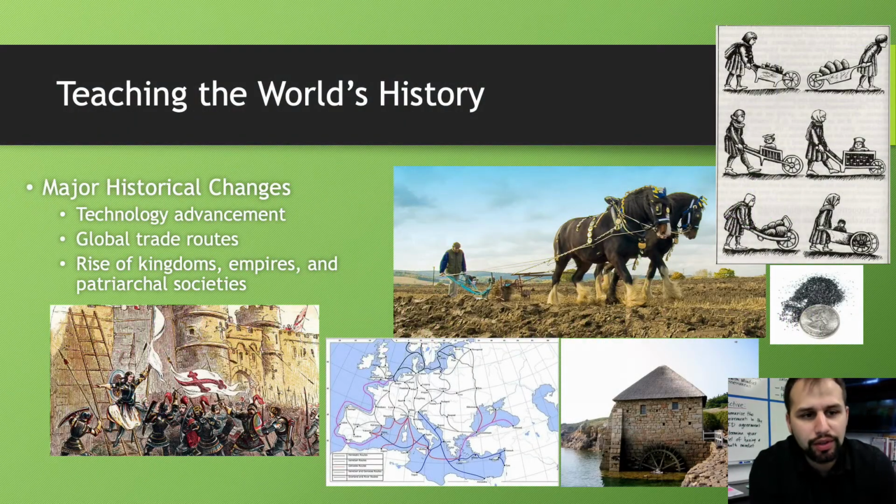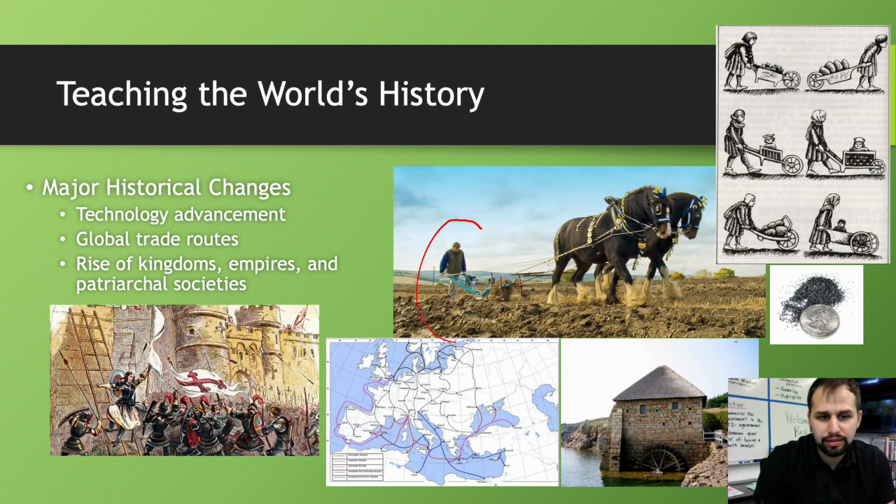When we talk about teaching the world's history, we can track history through common themes, like those 6 themes that we mentioned. But we can also use major historical changes to track history as well. So in the Middle Ages, some major changes that we can track are technology advancements. So things like the modern plow made it easier to farm. Even something like the wheelbarrow was invented in the Middle Ages, and tidal mills, which used the power of the tides to run different types of mills to produce mechanical power.